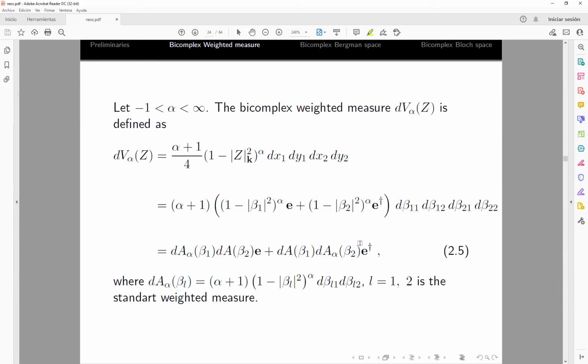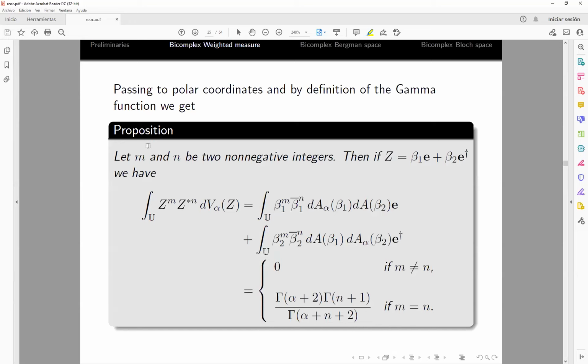And here there is another situation. This is the usual normalized measure of the unit disk, and this is the weighted measure, the alpha weighted measure in the disk. And then we have this. This will be the bicomplex weighted measure, dB alpha. Now, passing to polar coordinates, and by the definition of the gamma function, we get this result.